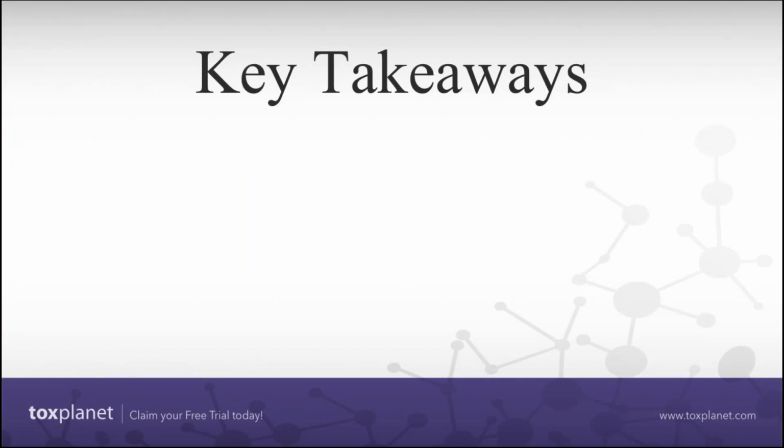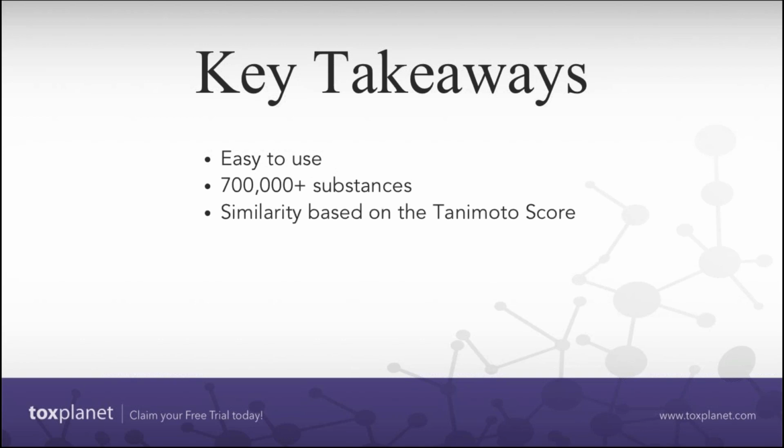So key takeaways on this, as you can see, it's easy to use. There's really no new learning curve if you're a ToxPlanet user. It includes more than 700,000 CAS numbers in the search. The similarity is based on the Tanimoto score. Again, it's a coefficient, and our range is from 0.8 to 1. And it'll be available next week.